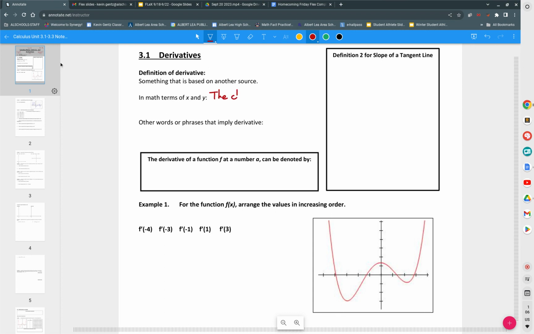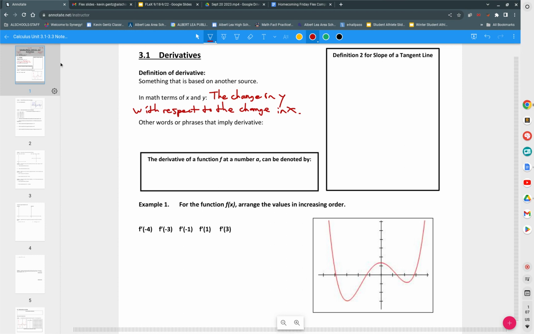The change in y with respect to the change in x.